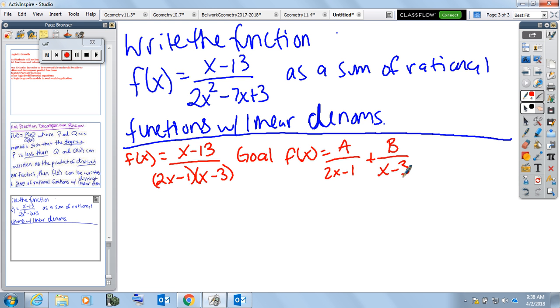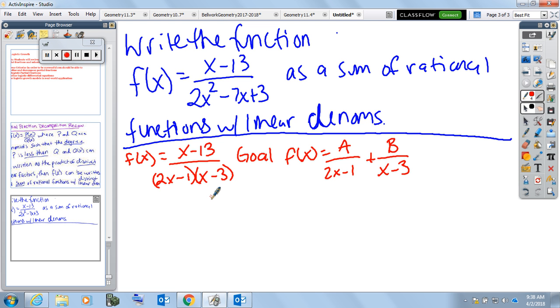And so we have to take into account what this actually looks like. Well, I separated this out. So to get a common denominator, I would in the end have to multiply the A by x minus 3 and the B by 2x minus 1, and that would give me back my common denominator here.